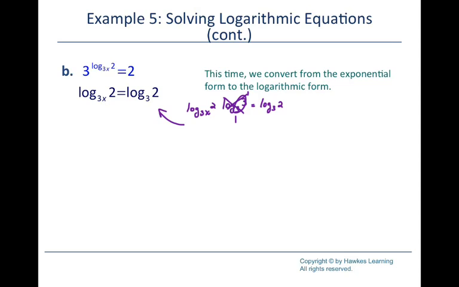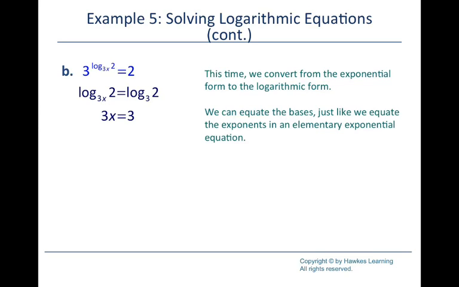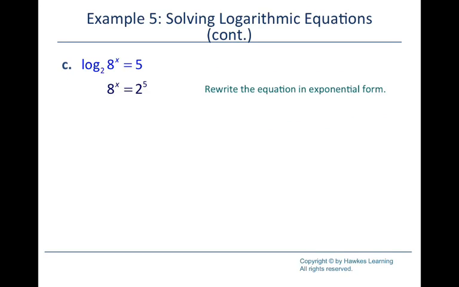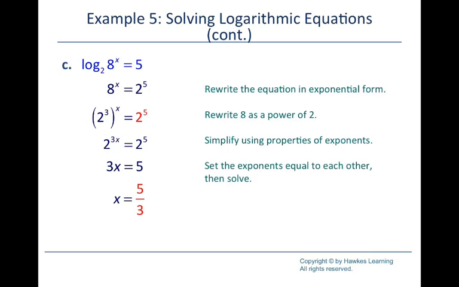So now let's look at the next step. If the log base 3x of 2 and the log base 3 of 2 are equal to each other, 3x must equal 3. So we're equating the bases just like we did in exponential equations. So x is equal to 1. And then we did this one and got 5/3.